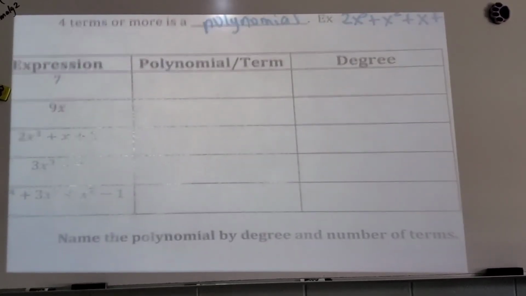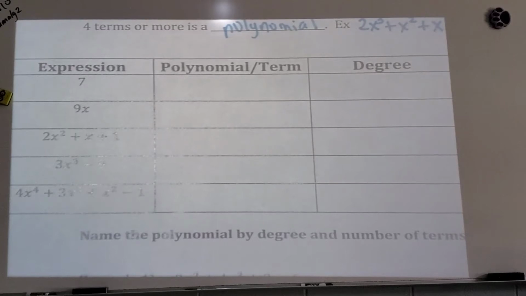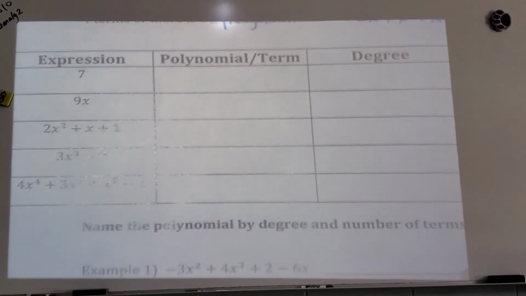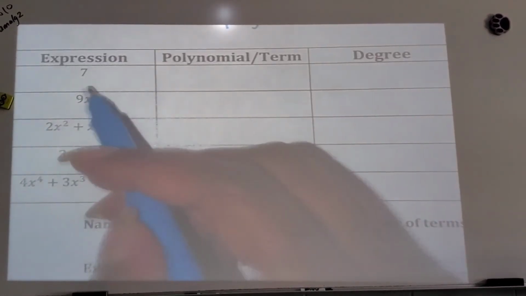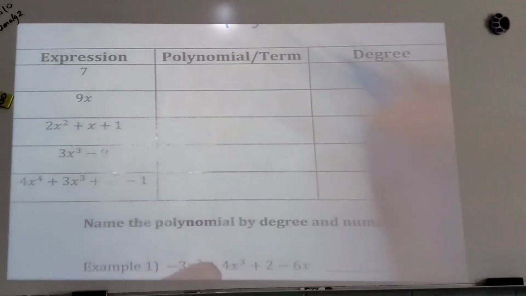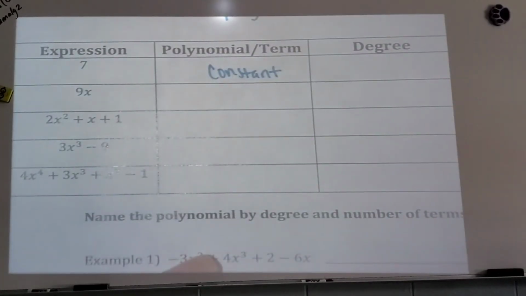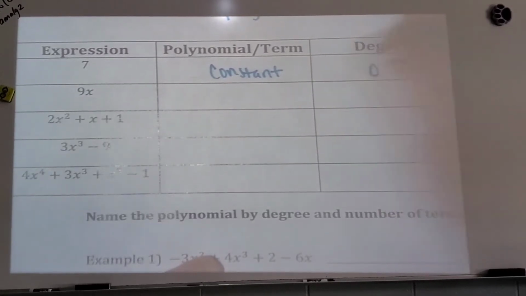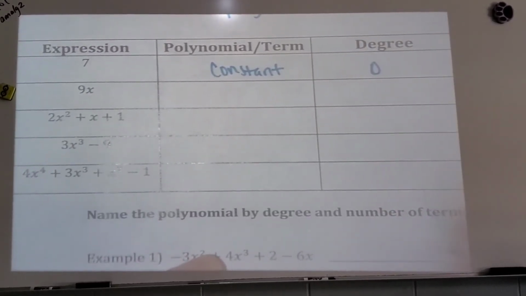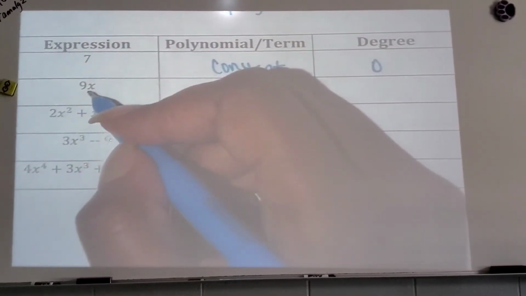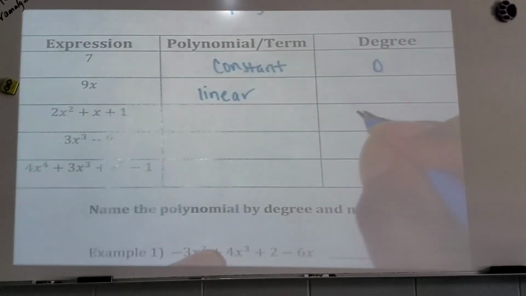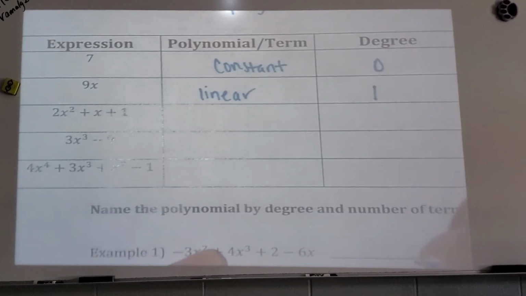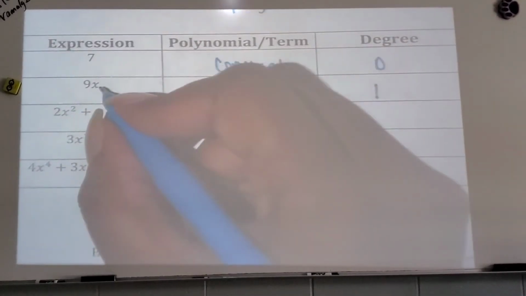As we move to the middle and we look at the box, on the left side is an expression. We're going to classify the polynomial by number of terms, and then we're going to write the degree. The first expression is 7, the number 7. 7 is simply a constant with a degree of 0. The second expression is a 9x, which is linear because it has 1x and it has a degree of 1. There's an understood 1 over the x.